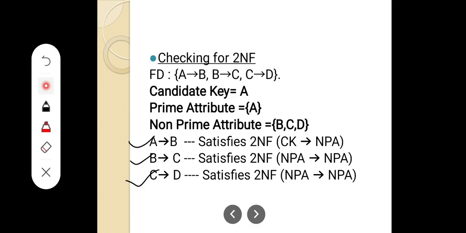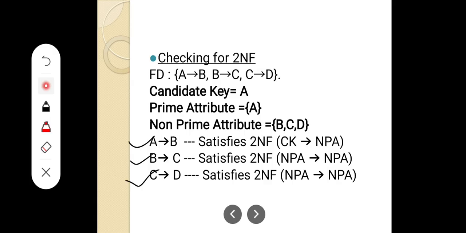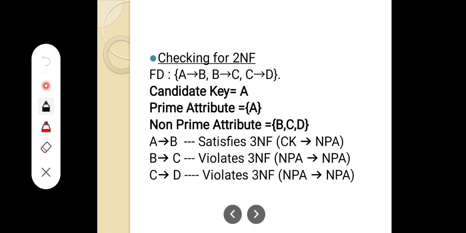Now we check for 3NF. So we have checked the condition for 2NF. Now we check for the condition of 3NF. So checking for 3NF, not 2NF, it is 3NF.